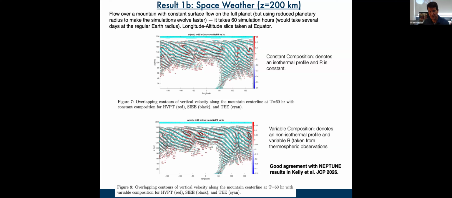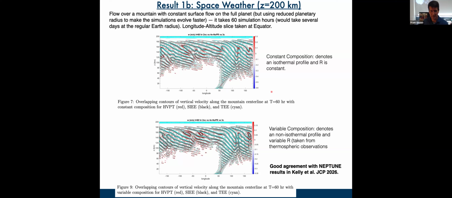By the way, I should have said that this is plotting the vertical velocity. So this is going from minus 0.6 to 0.3, and then minus 0.35 to 0.15. So it's basically an order of magnitude smaller when you do variable composition, and that is in good agreement with what has been seen in the atmosphere, and also with a previous paper that we published on the Neptune model that used a different equation set, in the JCP, which appeared January 2026. So good agreement across the three versions of the equation sets in NUMA versus Neptune.